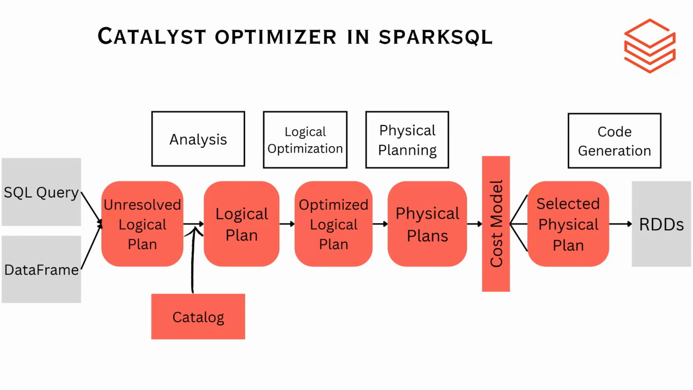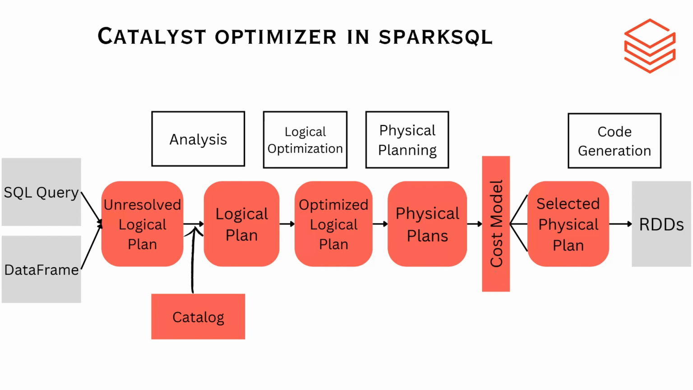So at this point, Spark generates multiple physical plans. Each plan represents a different strategy to execute the query. But which one should Spark choose? So enter the cost model. This cost model is a critical component of Catalyst, which evaluates each physical plan based on execution efficiency, and then it picks the best one for execution.